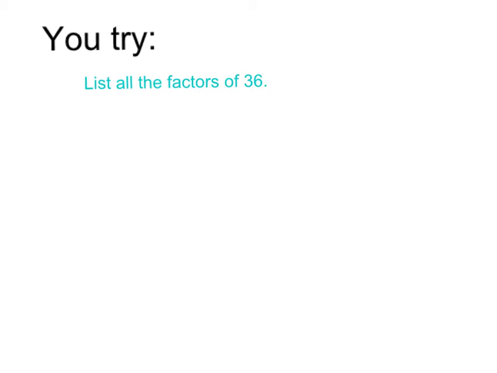You try. I want you to list all of the factors of 36. Pause the video, and then when you get that done, check back with your answer. Alright, the factors of 36. What I'm going to start with is 1, 36. It is an even number, so 2 is a factor. 2, 18. 3 plus 6 equals 9, so 3 is a factor.